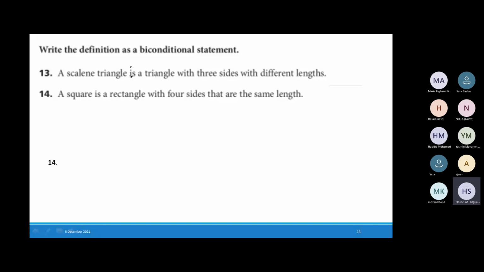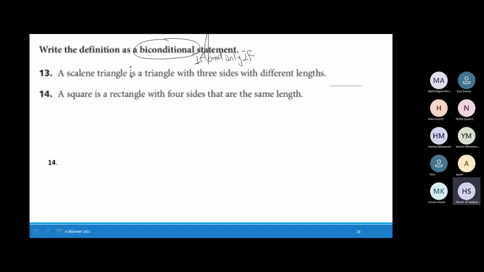Yes, somehow like this. Teacher, one time you use F and then the other time you don't use F. So when do I know if I use it or not? Only if you are talking about definitions. If I ask you to write the definition as a biconditional, biconditional means if and only if.